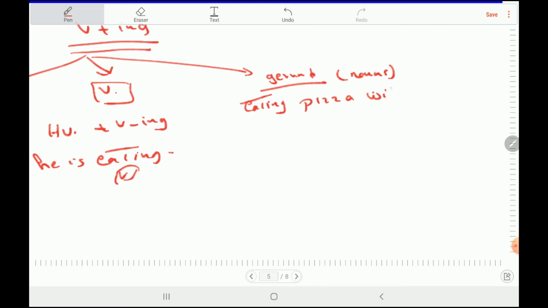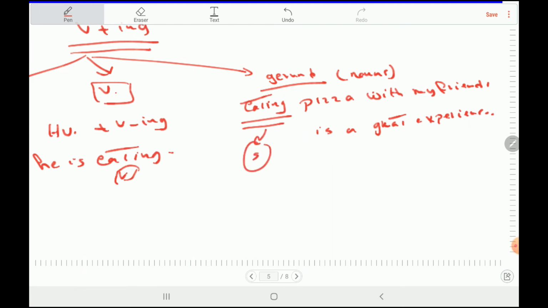See, put prepositional phrases: with my friends, for example, is a great experience. Here, what is eating? This is a subject. You brought it as a subject, and here the verb is "is." So the idea of eating is the gerund, the idea. You say playing football is interesting.